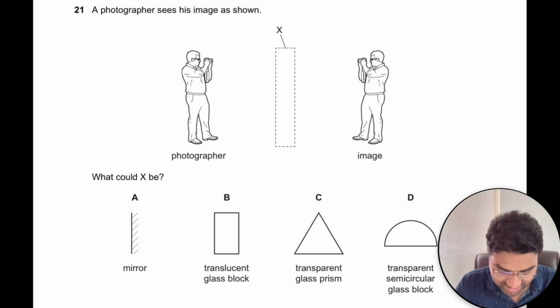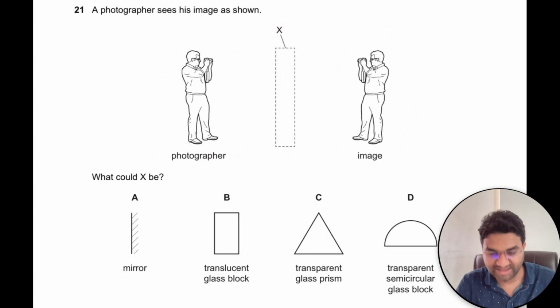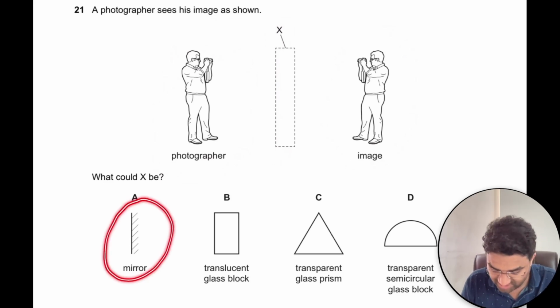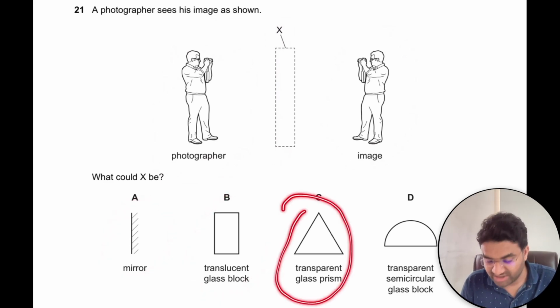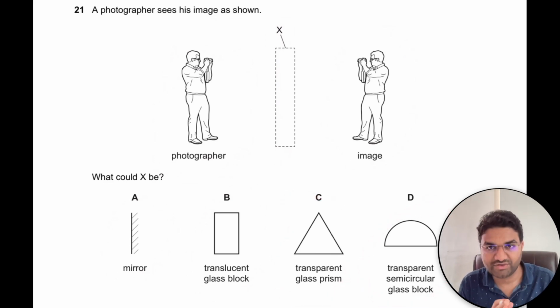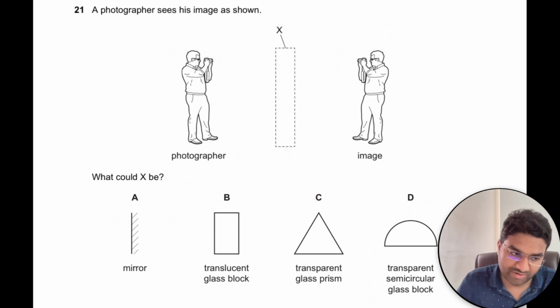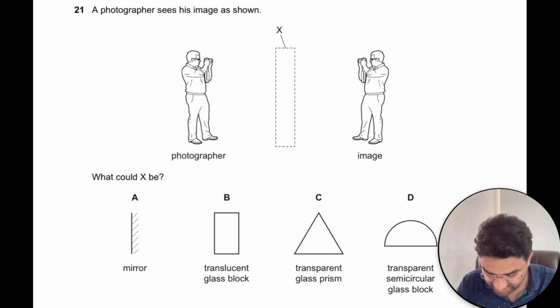So let's start. We have a question: a photographer sees the image as shown. This is the photographer, this is the image, and this is X. X can be anything, but in this case we have to identify what it is. It might be a mirror, a glass block, a transparent glass prism, or a transparent semicircular glass block. First of all, we will identify the properties relating to each and every object that we place at X.